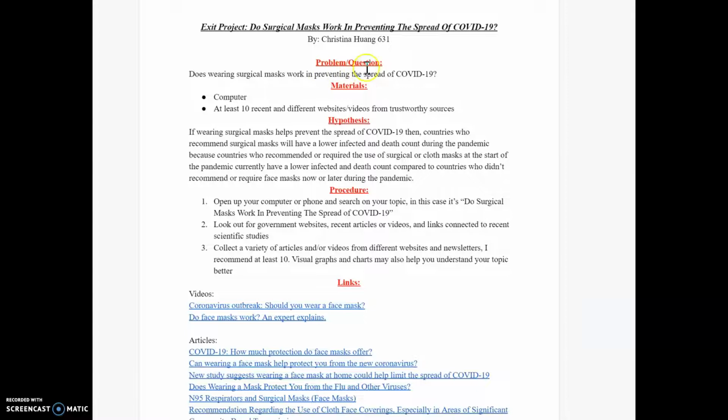So she starts out with the problem question. You have to do this for a research paper. There has to be a purpose behind why you're writing the paper. Materials, they're going to be about the same: computer, some research material. You're going to have a hypothesis, and it's going to have to be a testable hypothesis. Procedure, what you're going to be doing, which is for research papers, pretty much the same. She's providing some links here.